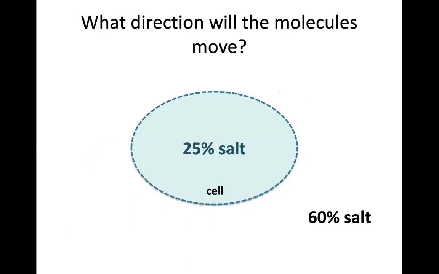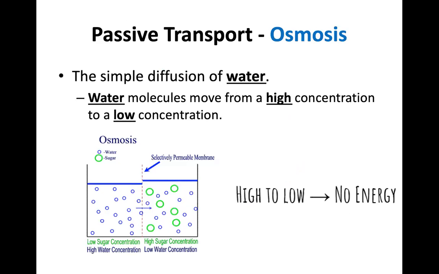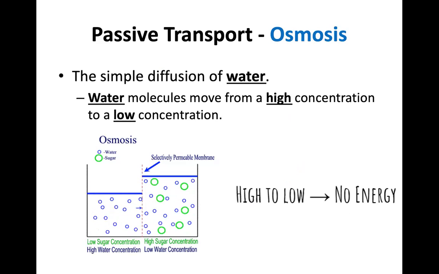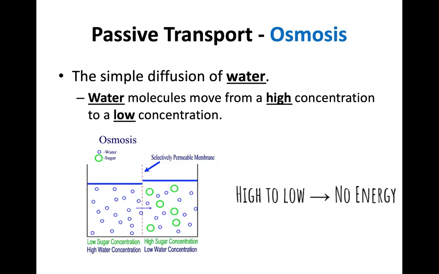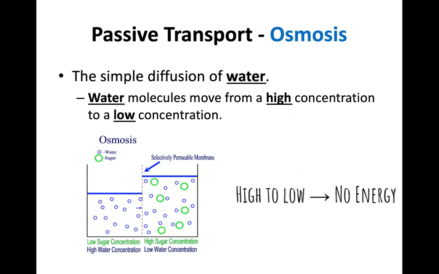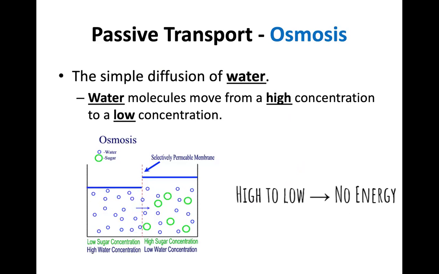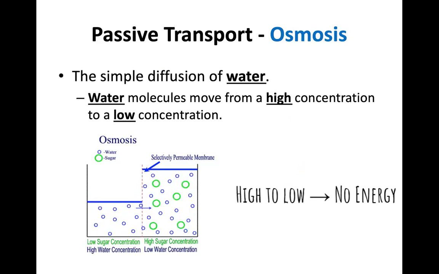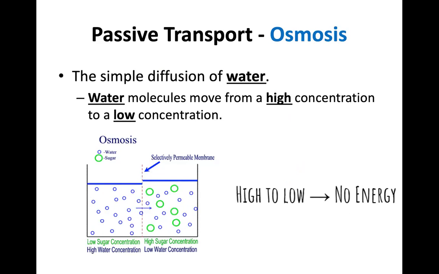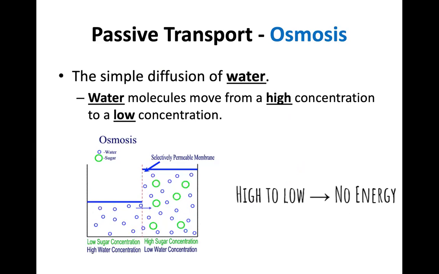So we also did some examples of this yesterday. So what direction will the molecules move? Inside. Okay? Because we're talking about molecules, right? When we talked about osmosis, it worked the opposite way. Okay, so the next one is osmosis. So this is the simple diffusion of water. So water molecules are moving from high to low. In diffusion, molecules are moving from high to low. Okay?